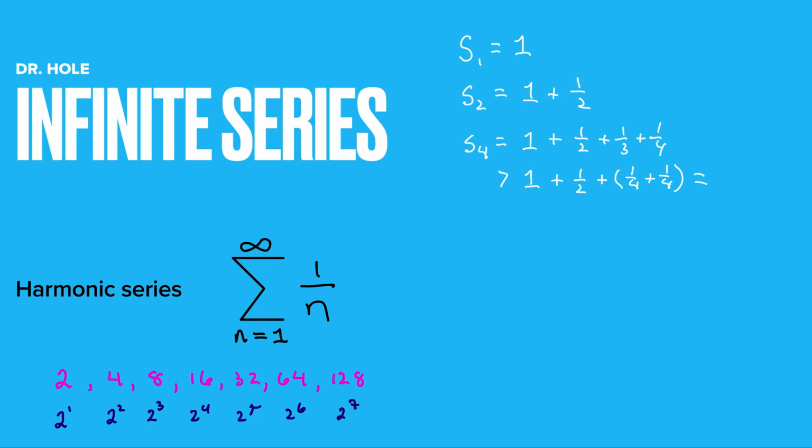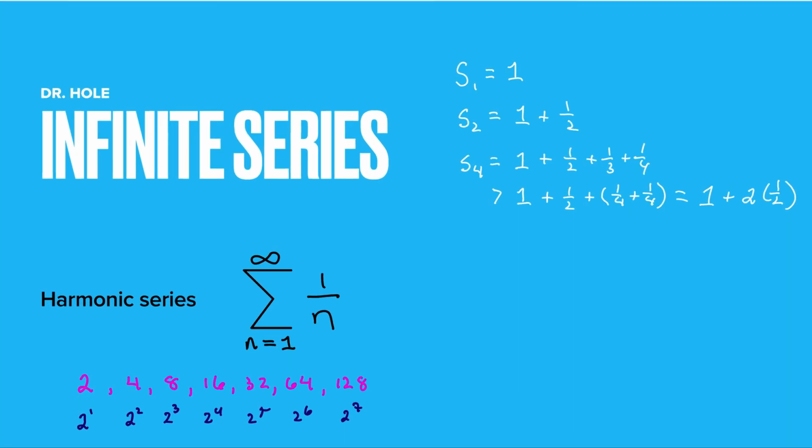But now, here on S4, which is 2 raised to the 2, we're getting 1, we're adding 1 and then a second copy of 1/2. So write that as 1 plus 2 copies of 1/2. Okay, so that was looking at S4.